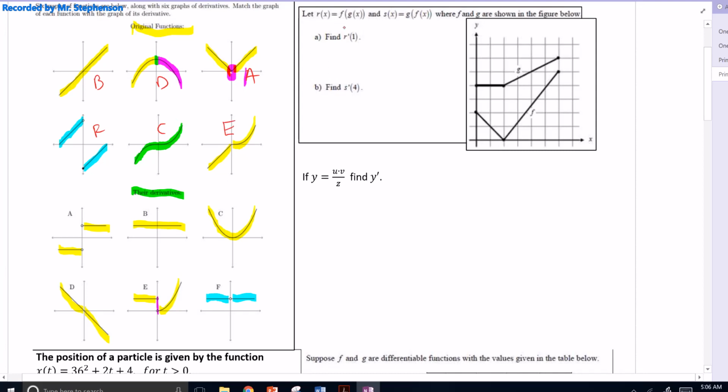For the next one, we're given R of X is F of G of X, and S of X is G of F of X, and F and G are shown in this figure below. We want to find R prime of 1. First, we need to find R prime, not F. R prime is the derivative, which is derivative of the outside, inside stays the same, times the derivative of the inside. And we're trying to find R prime of 1. So we're plugging in 1.